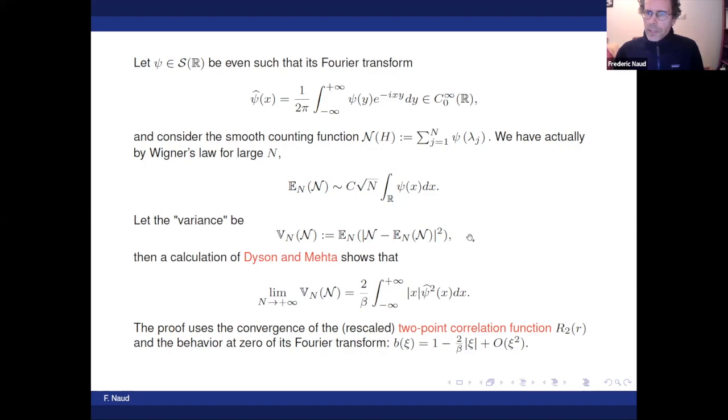And what is interesting is the variance. So you compute the variance of this guy, and you can actually compute it at the limit n goes to infinity, of course. And this is this formula. So here you see the influence of the beta factor. Beta 1 is GOE, beta 2 is GUE. And this is the only effect of the switch from one ensemble to the other that you can see on the variance.